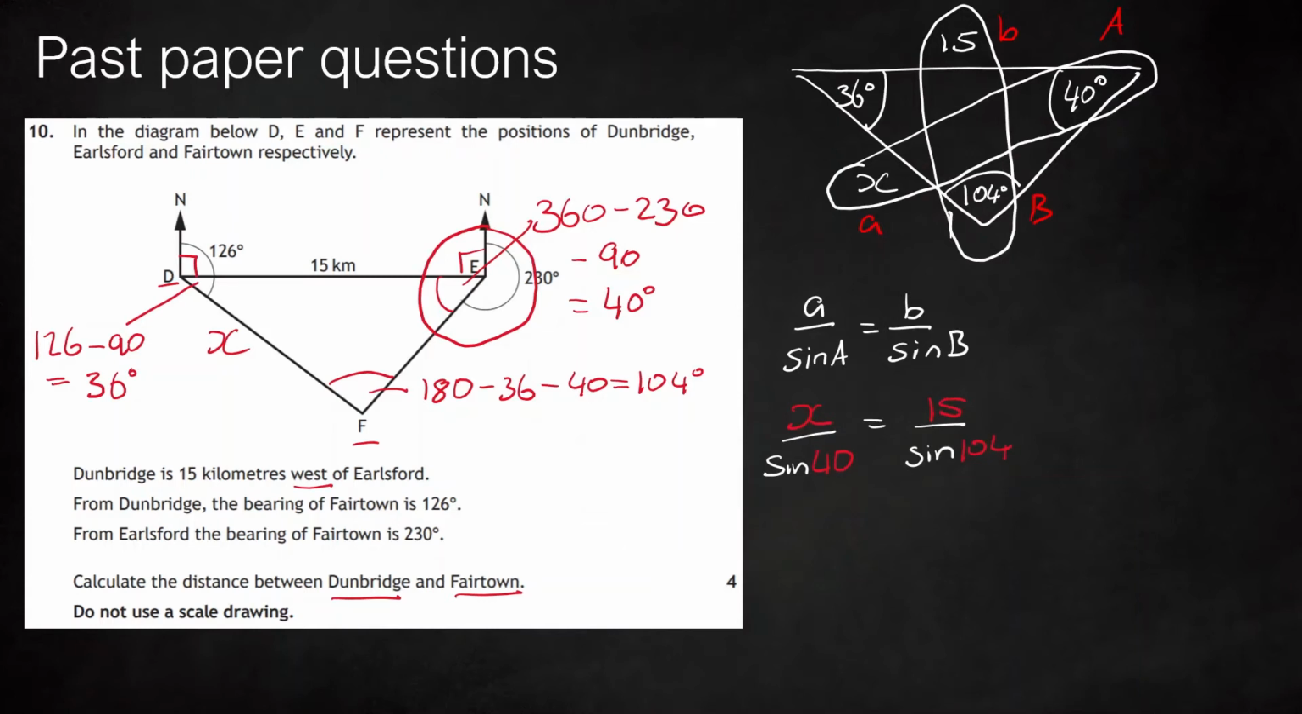And to get x on its own, we just have to multiply both sides by sine 40. So that essentially means bringing sine 40 up to the other side. And if you pop that on your calculator, x comes out to be 9.94 kilometres.